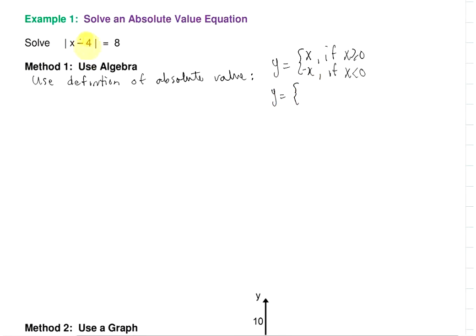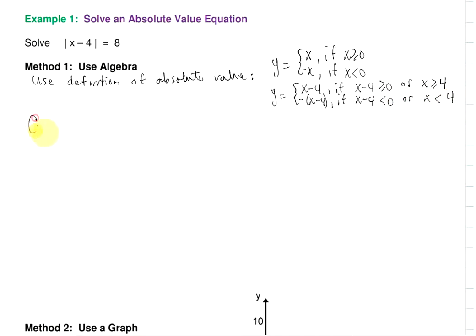The argument is x minus 4, so we're going to go x minus 4 if, and then to work out its domain, we take our x minus 4 and make that greater than or equal to 0 and solve for x, and we get x is greater than or equal to 4. Then we'll take the negative version of our argument, and take the x minus 4 and make it less than 0 and solve for x, and we get that x is less than 4.